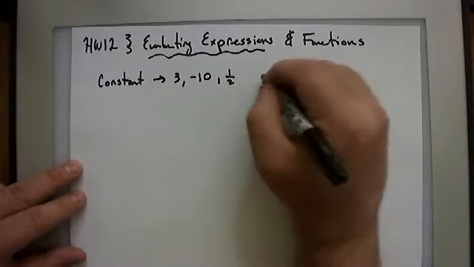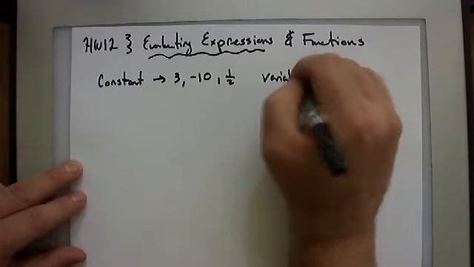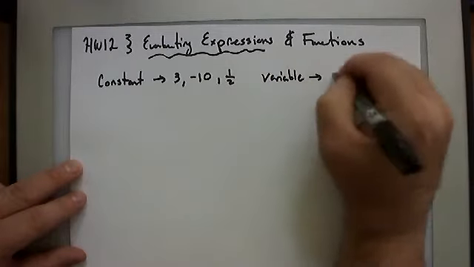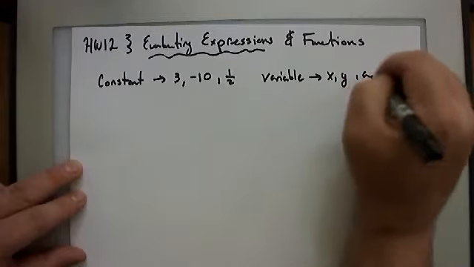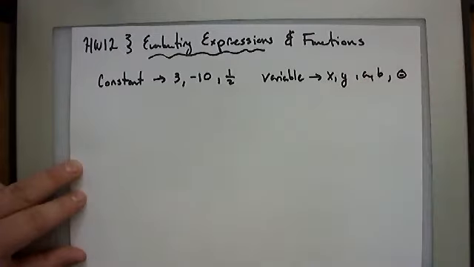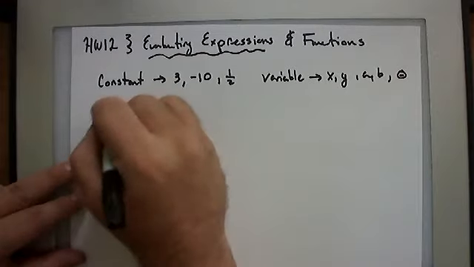Now, variables: x, y, a, b, you can get into Greek letters like theta, whatever. They have variable value. They stand for various different things, right? X could be 10 in one problem. It could be -11 in another problem. We call those variables. A couple other terms you would want to know.